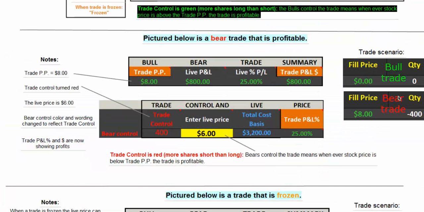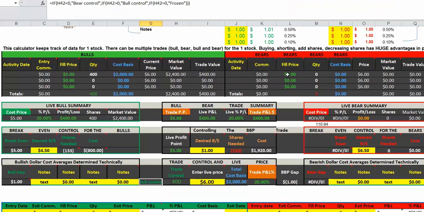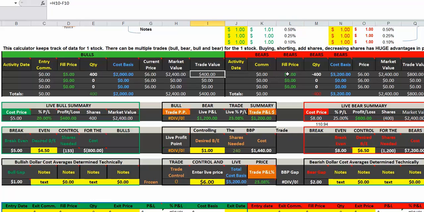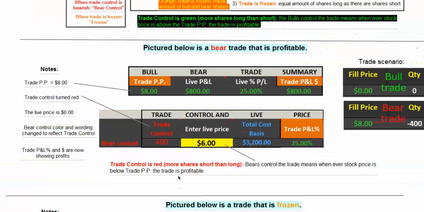In our previous slide here, we're going to change our bull trade to 0 and our bear trade to a fill price of $8 and a shorting of 400 shares. So we'll go fill price of 8 and minus 400. We'll close the bull trade. And we had a live fill price of $6. And there it is, $6.